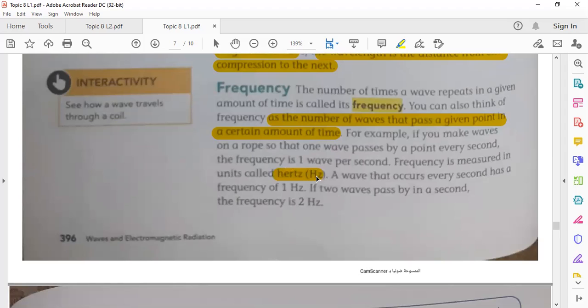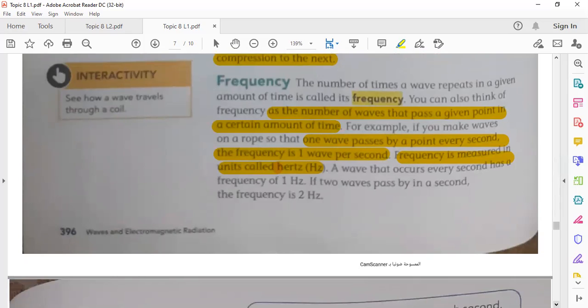Okay, hertz. For example, if you make waves on a rope so that one wave passes by a point every second, in this case the frequency will be 1 hertz, 1 wave per second. Frequency is measured in units called hertz. A wave that occurs every second has a frequency of 1 hertz. If 2 waves pass in a second, the frequency is 2 hertz.